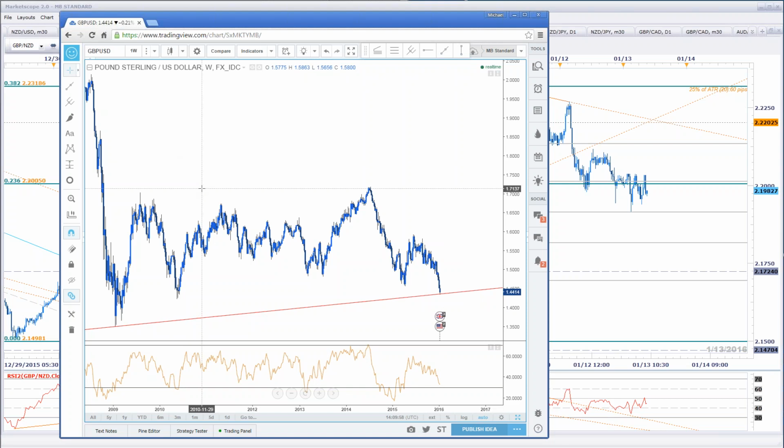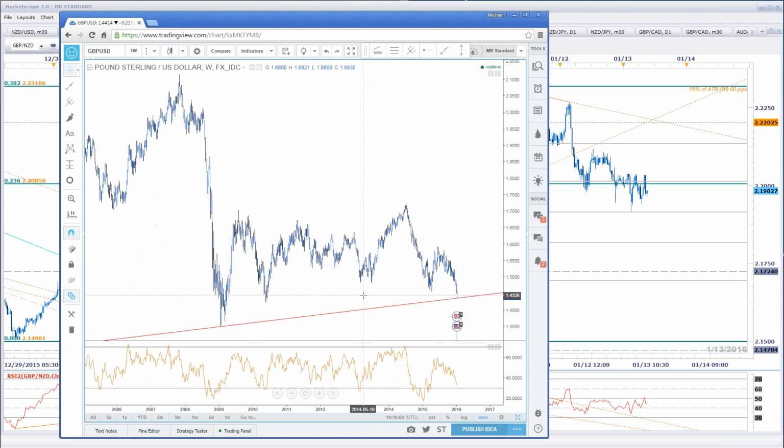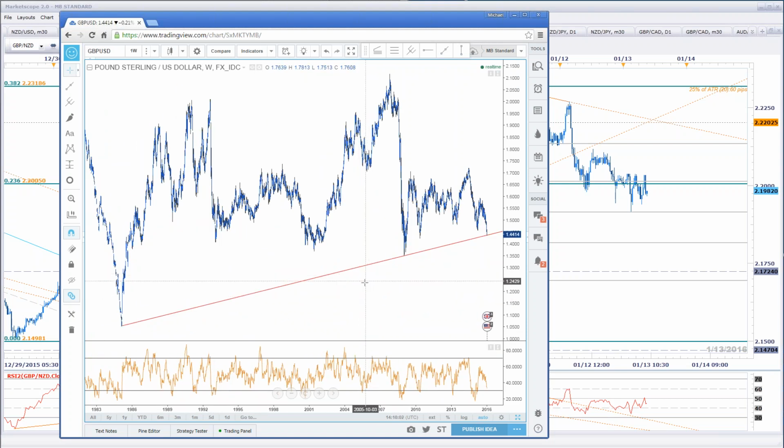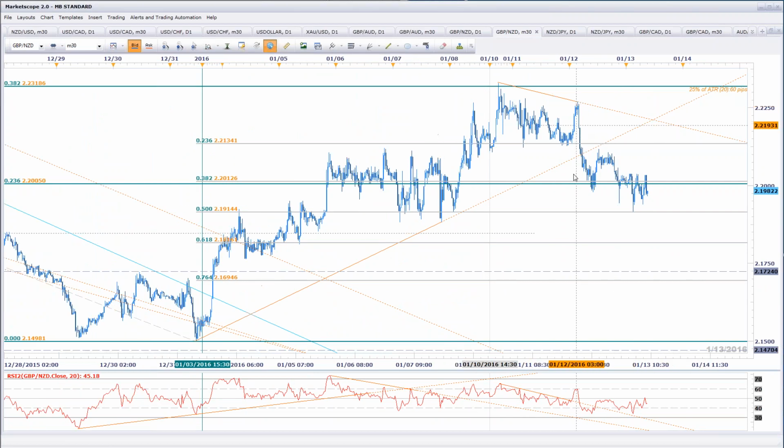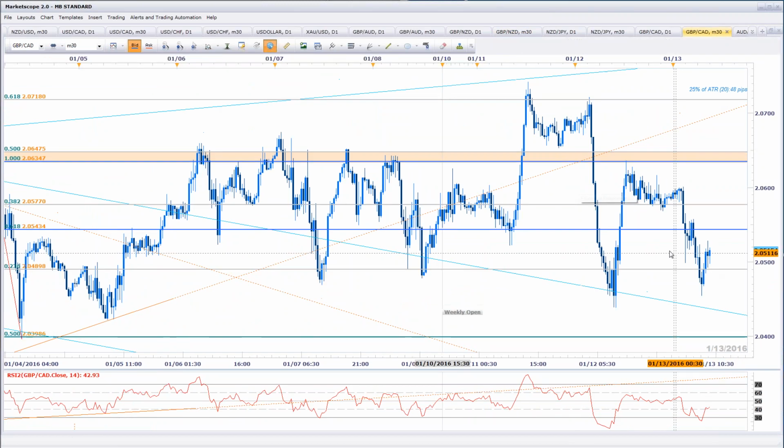I do want to be very mindful of this multi-decade trendline support, and just keep that in mind as you're looking at the sterling crosses. So with that on the table, trying to get too aggressive short on the sterling crosses in general has been somewhat of a concern of mine.